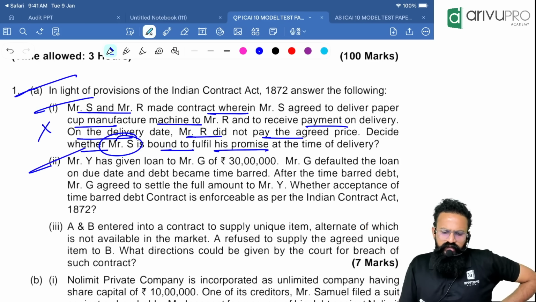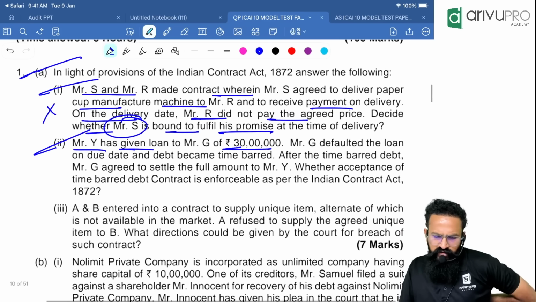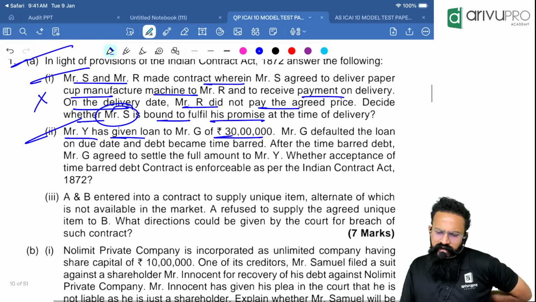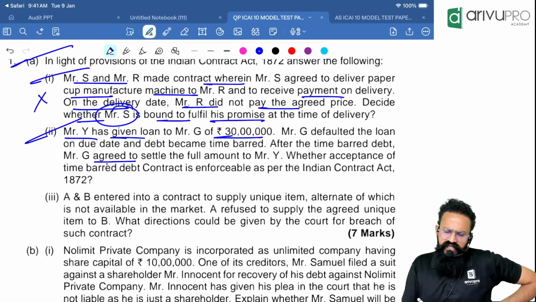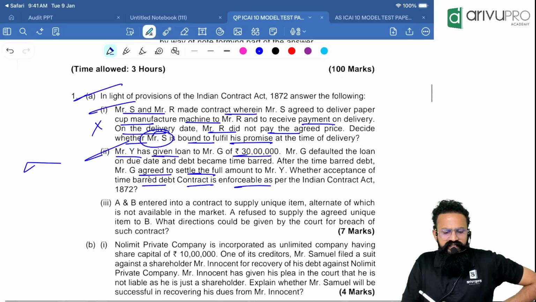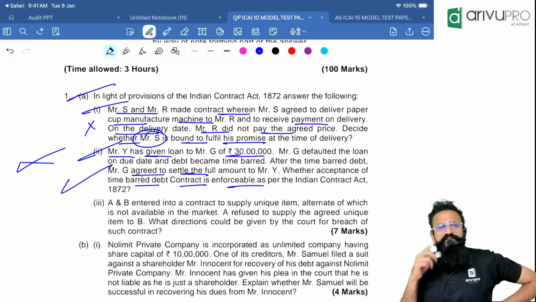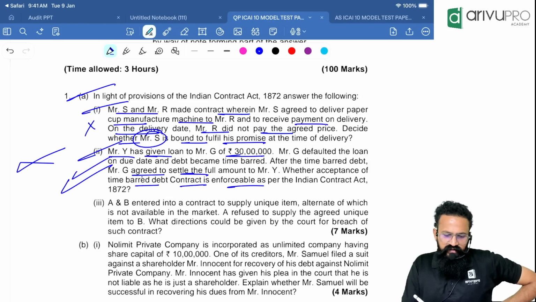The answer is no. Mr. Y has given a loan to Mr. G of 30 lakh. Mr. G defaulted on the loan on the due date and the debt became time barred. After the time bar, Mr. G agreed to settle the full amount to Mr. Y. Whether the contract to pay a time barred debt is enforceable? Answer is yes. Where does it come? Exceptions to quid pro quo. Contracts which are valid even without consideration. There you would have seen a promise to pay a time barred debt. Yes, it is enforceable.